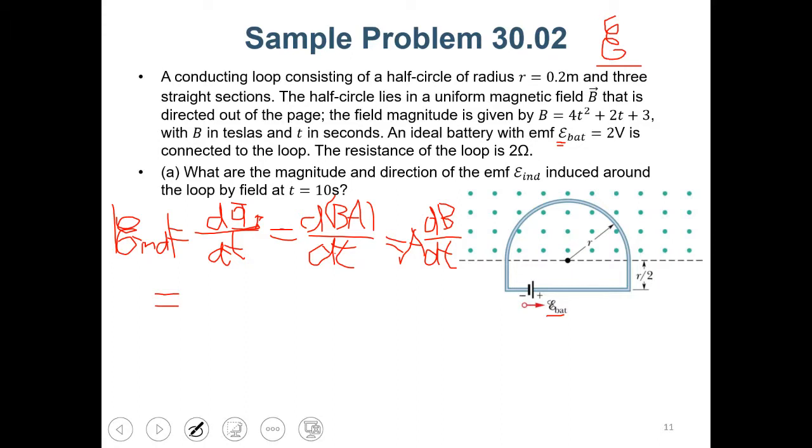So A is pi r squared over 2 because this is only a half circle. And dB dt is simply 4t plus 2.